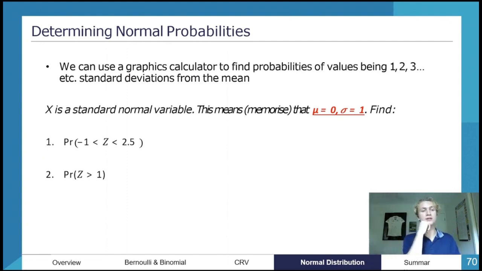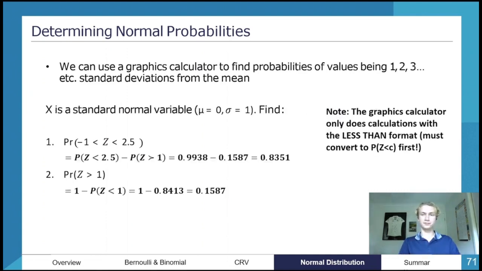And we can then use z values to determine the probability that it's between -1 and 2.5, or that z is greater than 1. One thing to note is that because you're using norm CDF, the graphics calculator only does calculations with it in less than. So you have to convert it to the probability of it being less than c, even if you're given greater than c, such as question 2. And so you have to subtract it from 1 initially to get it to that format.